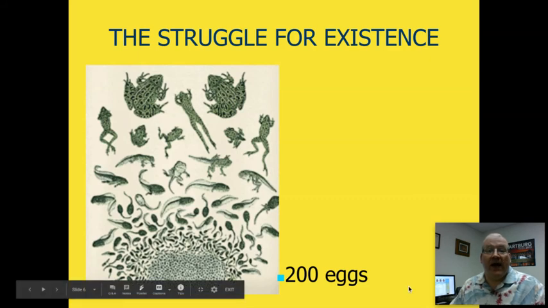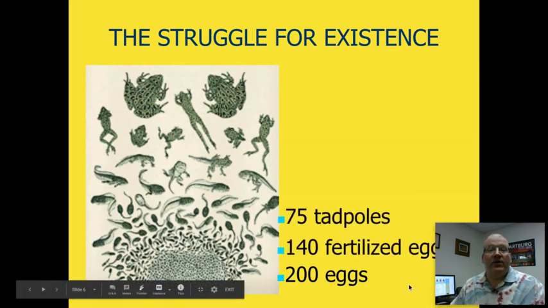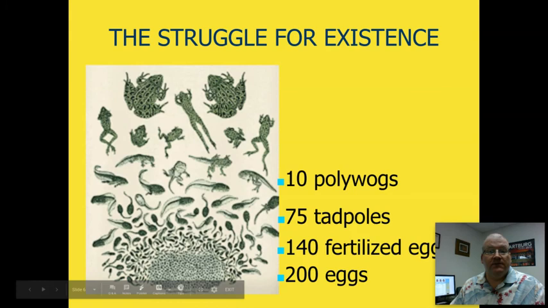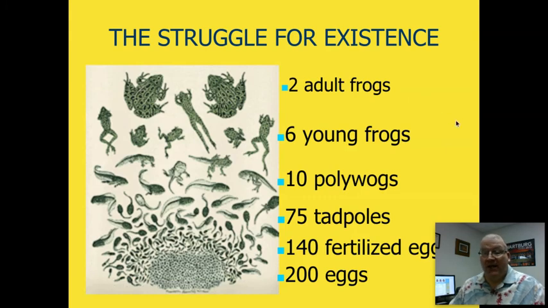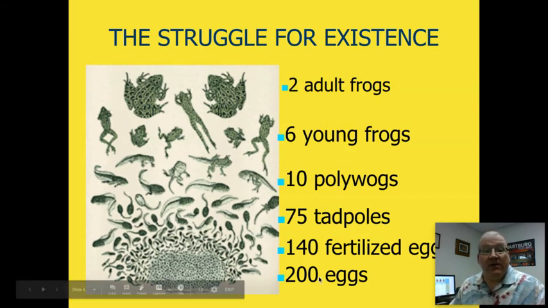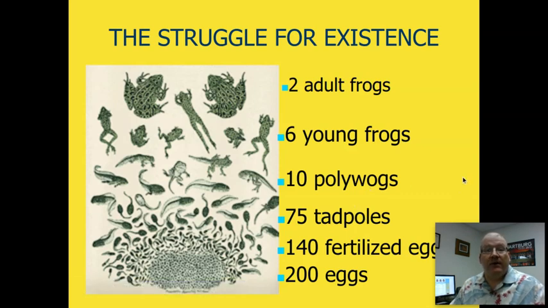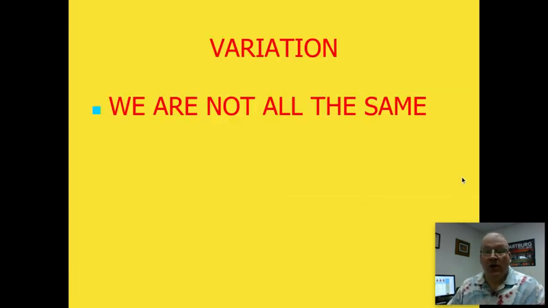These 200 frog eggs will not produce 200 adult frogs. Okay? In fact, if those 200 frog eggs produce more than 2 adult frogs, the population will go up. 2 frogs will have made 3 or more frogs. Okay? What happens to them in between? These eggs get eaten, some of them dry out, the pollywogs get eaten by birds. Okay? People, variation, we're not all the same.